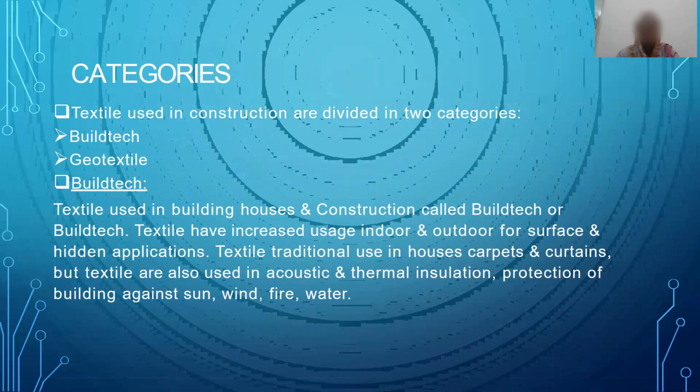Textile has increased usage indoors and outdoors for surfaces and hidden applications, as textile is traditionally used in houses as carpets and curtains, but textile can also be used in acoustic and thermal insulation. It is also used in protection of buildings against sun, water, fire, wind, etc.